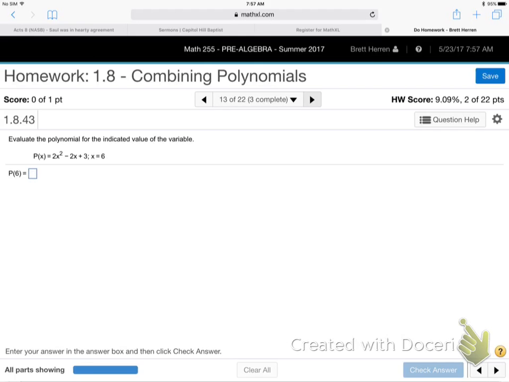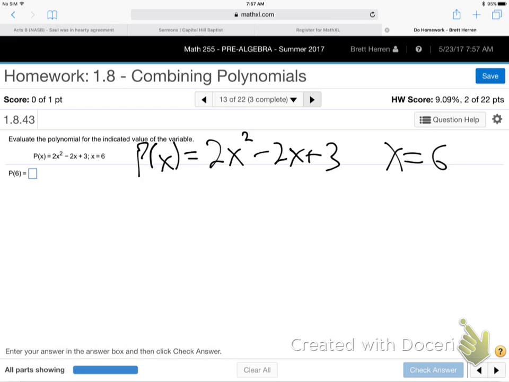So there we go. P of x equals 2x squared minus 2x plus 3, and we're supposed to plug in 6. So can you plug in 6 there? All you really have to do is the right side.